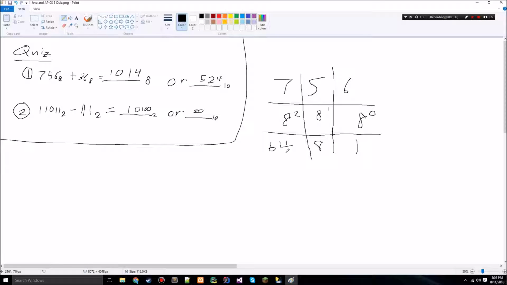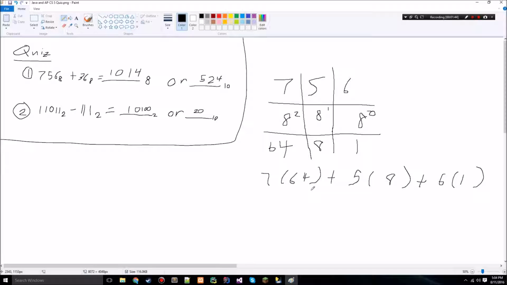1,864. 7 times 64 plus 5 times 8 plus 6 times 1, so you can see our number there, 756, and then all the place value terms: 64, 8, and 1. Alright, now we can go ahead and evaluate this expression.